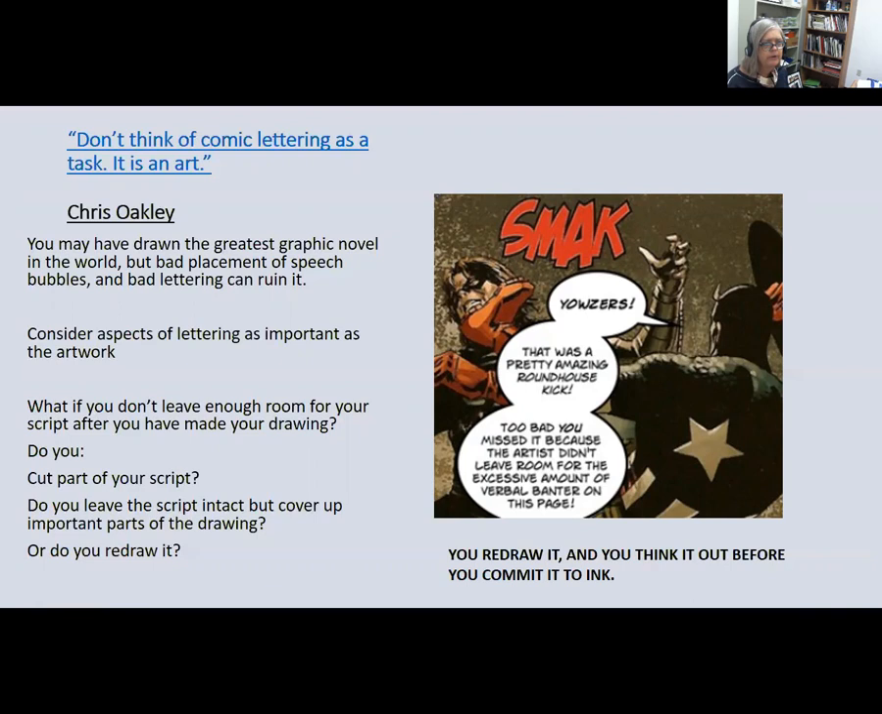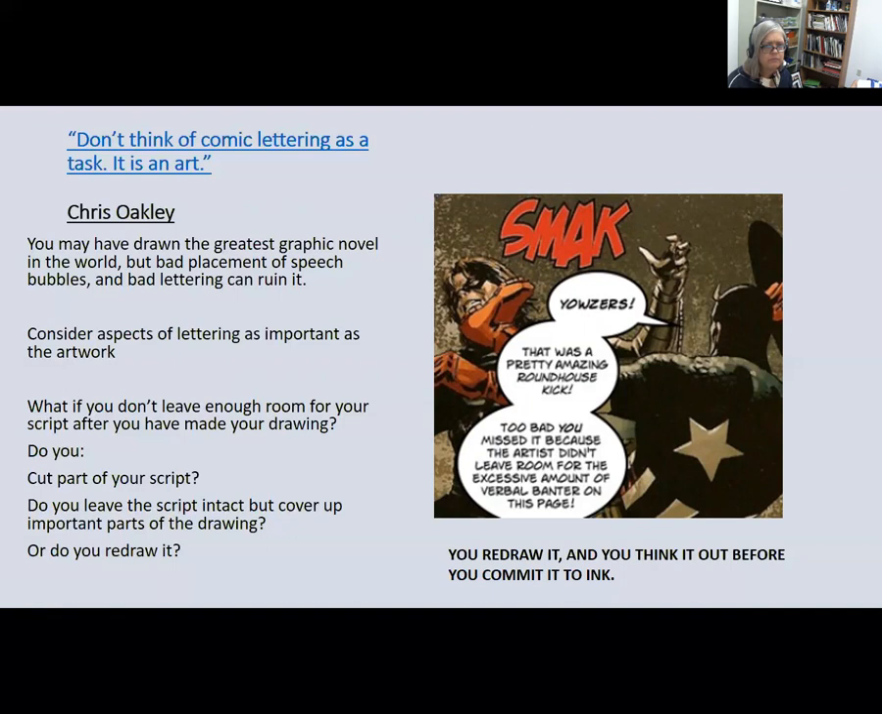And so to begin this, your drawing might be the best drawing in the entire world, but if you don't think about where you're placing those speech bubbles, and if your lettering is really bad, it can just ruin the whole effect. So you need to think about your lettering and consider it to be just as important as the artwork. The reader needs to be able to make out what the lettering is. A lot of times people will crowd the lettering, or they'll write really tiny, or they have misspelled words and stuff. And so that's not going to help your case. You really need to think about all of these things.